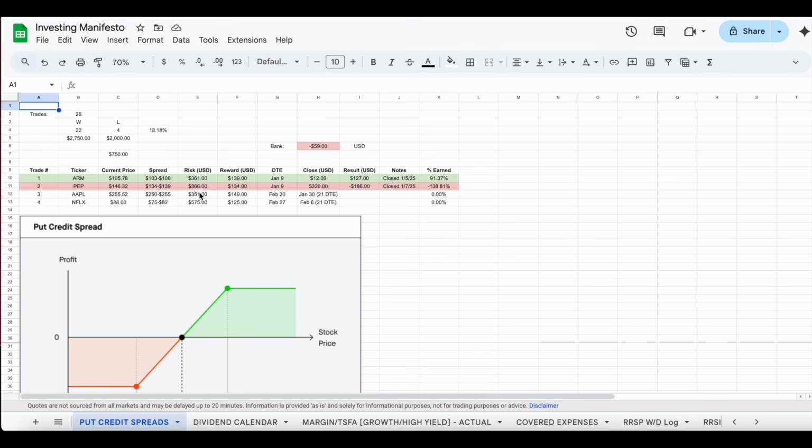Apple, I did a $5 spread, so I have $500 risk, and same thing for, oh no, Netflix, I did $7. I think that was just how it worked. There wasn't a $5 option, so I did $7. So I have a $700 risk. But if I lose the max, I'm going to be down $575. So I'm comfortable with those types of losses. Put credit spreads, I have a video on that if you want to check it out as well.